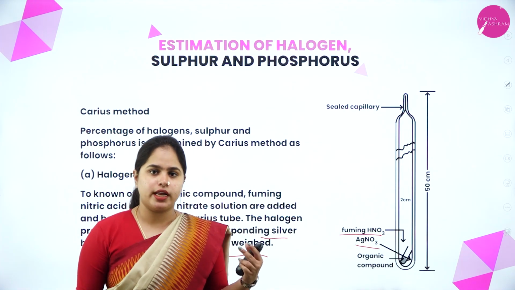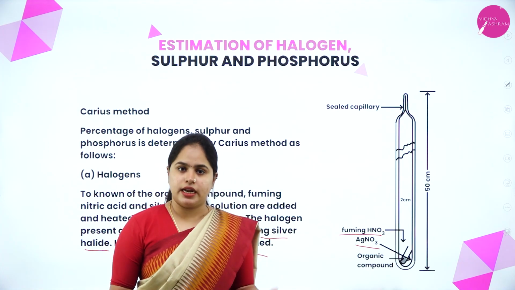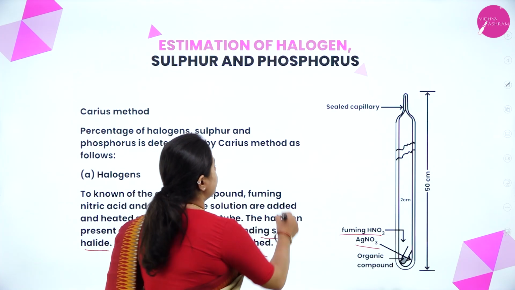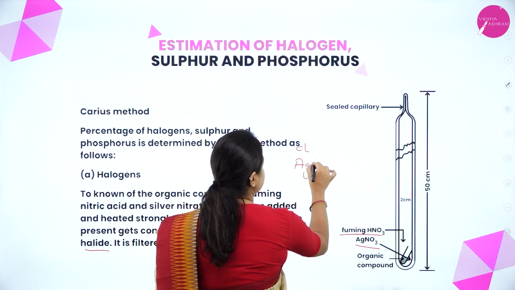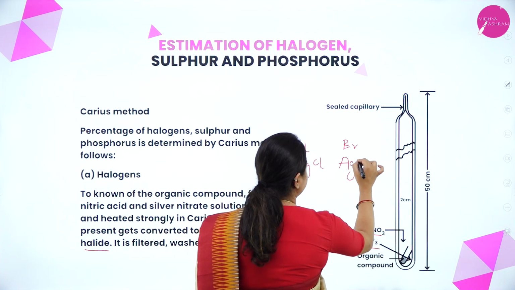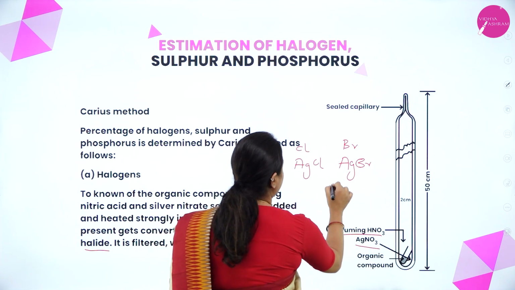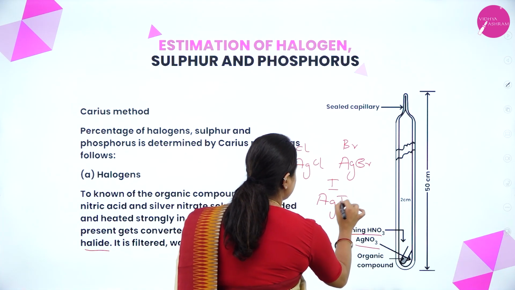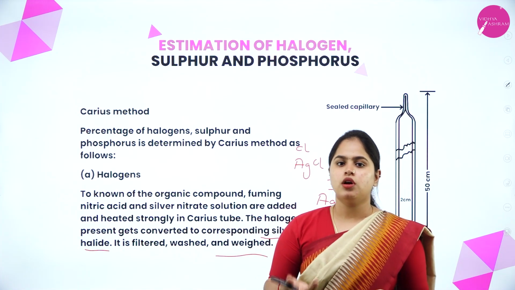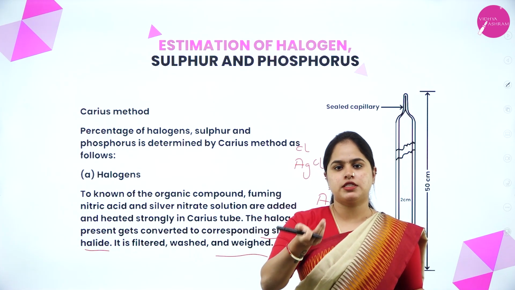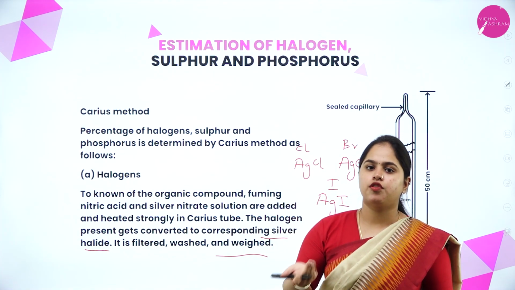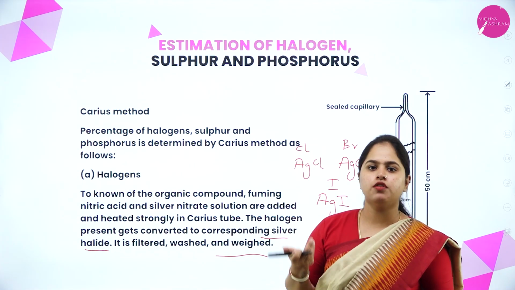So this is the step that is happening. The halogen containing organic compound is taken in the Carius tube. Fuming nitric acid and silver nitrate is added. The corresponding silver halide is formed. If you are taking chlorine, the halide formed is silver chloride. If you are taking bromine, the corresponding halide is silver bromide. And if we are taking iodine, the corresponding silver halide will be silver iodide. This will then undergo filtration. The filtrate will be thrown out and whatever precipitate you are getting will be washed, dried and weighed, and from that we can calculate the percentage of halogens.